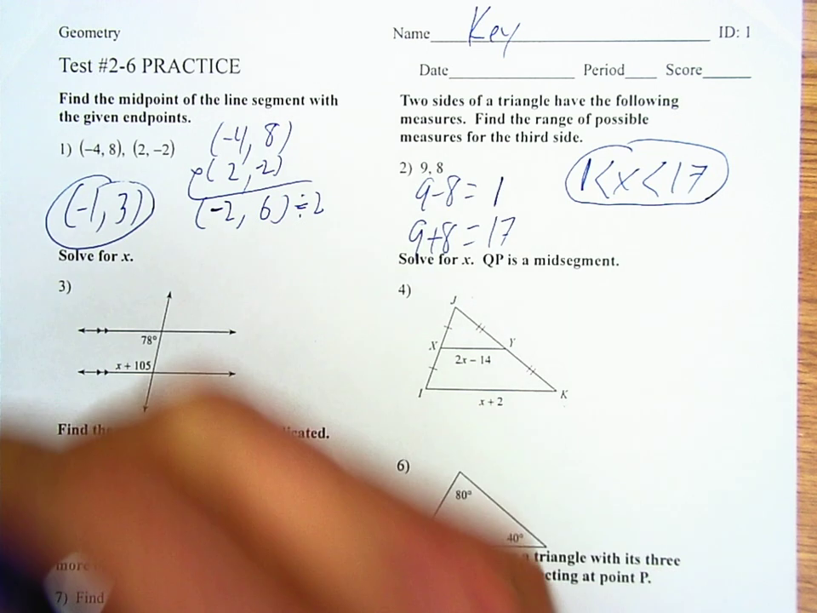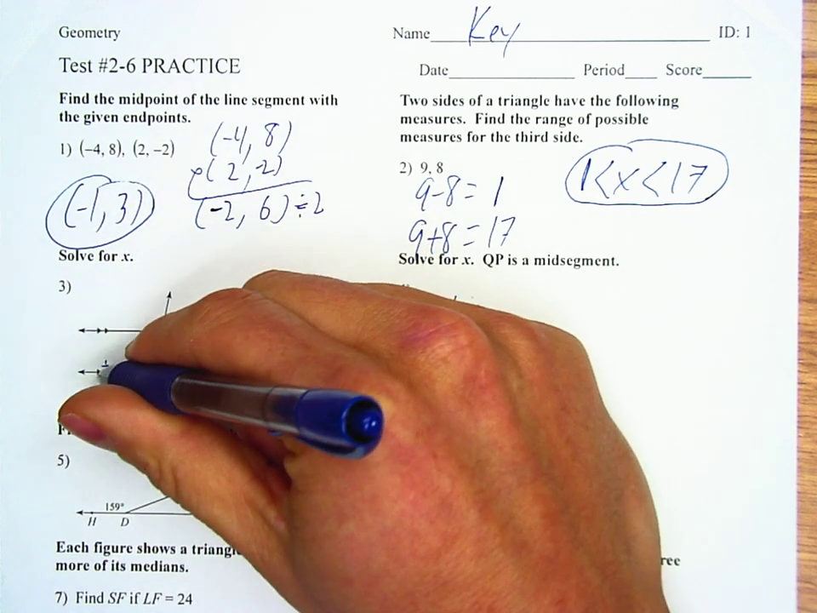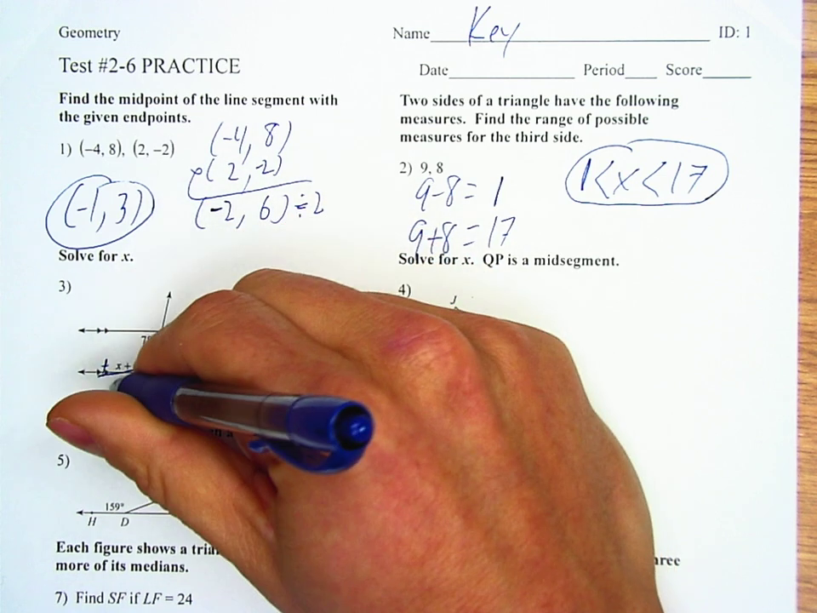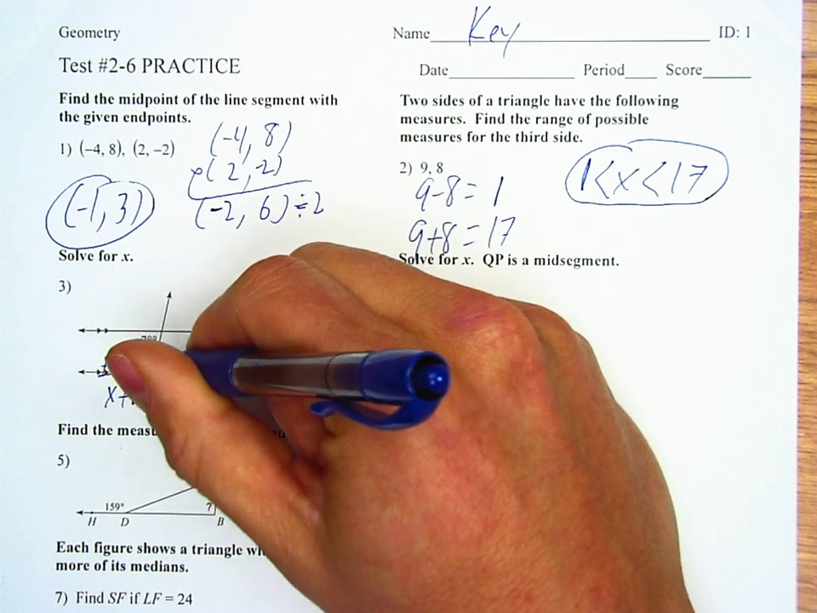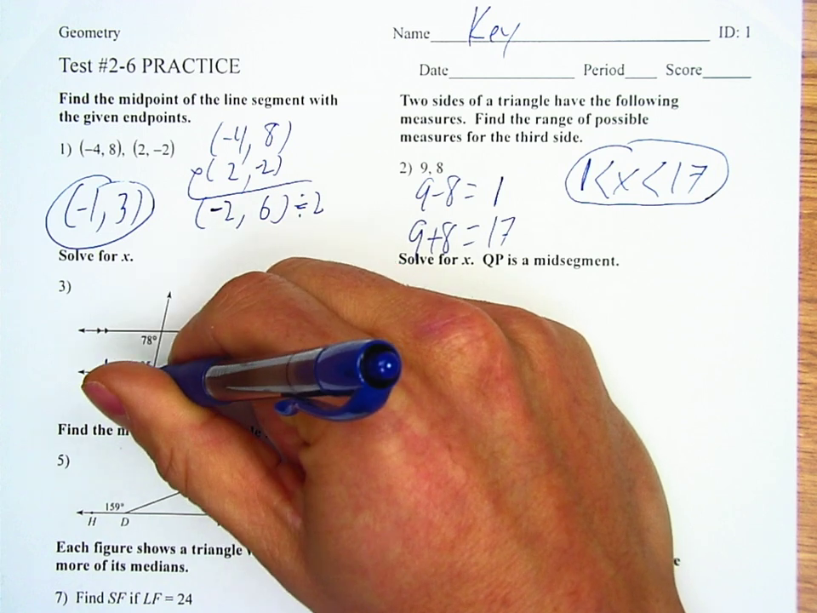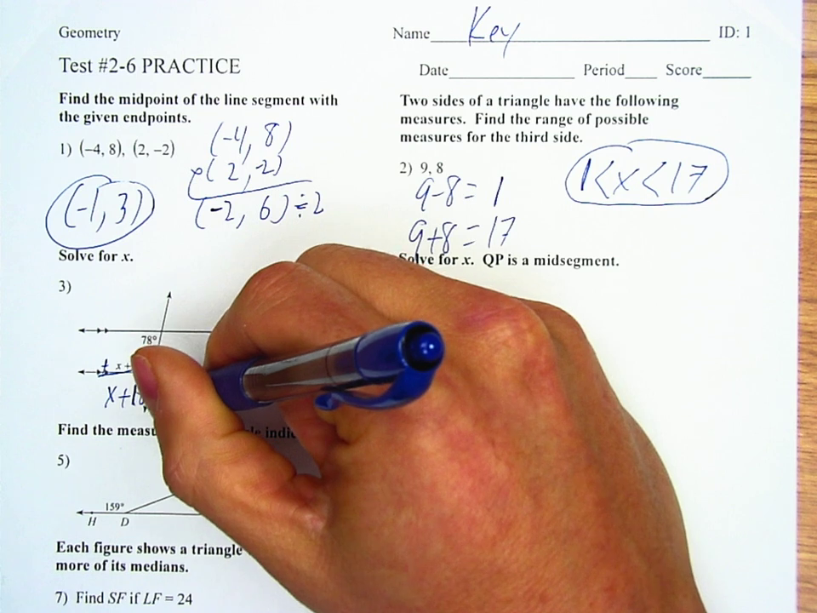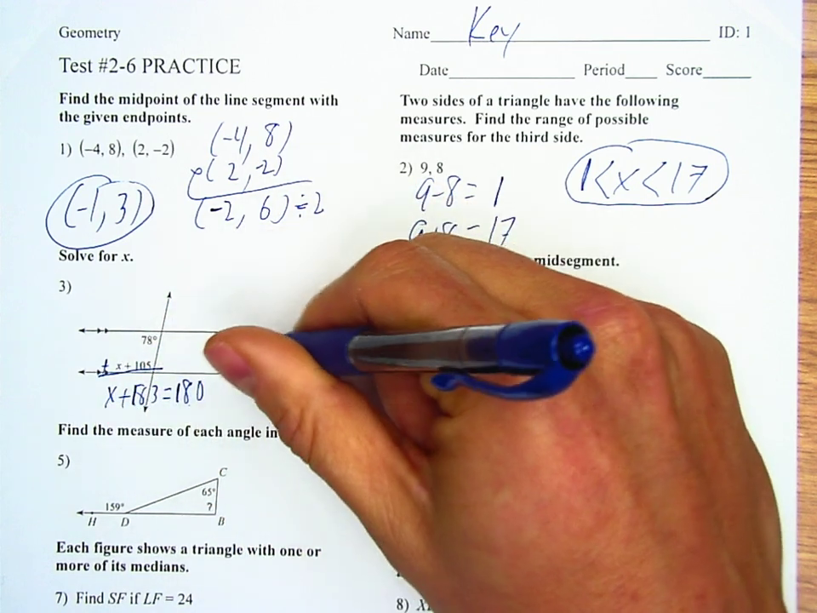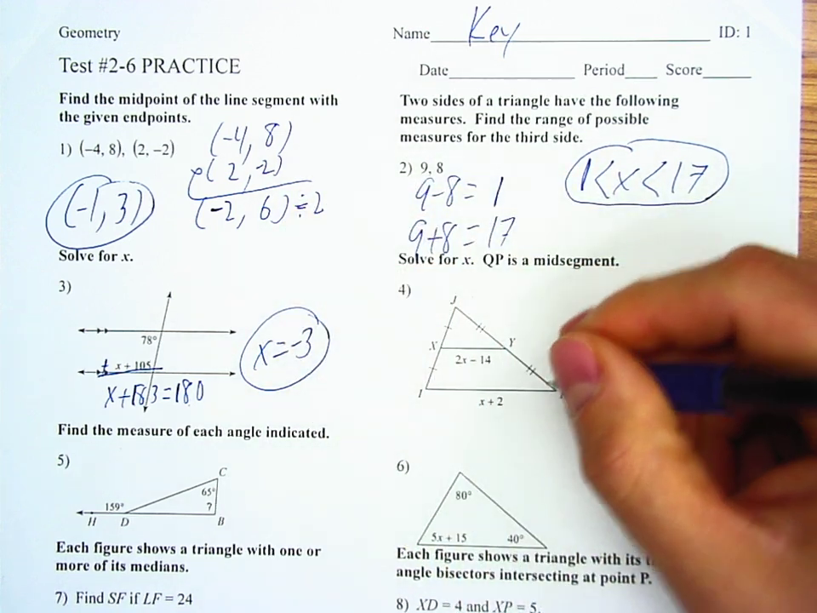Question 3. These two angles are our same side interior, or consecutive interior angles, so I add them together. X plus 100, well, that's 183, and that's equal to 180. 183 subtracted from 180 yields negative 3 for the value of x. Question 4.